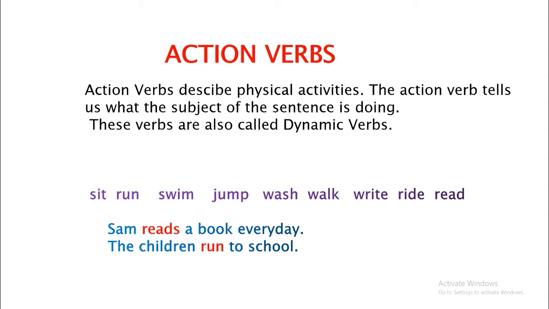Look at their sentences. Sam reads a book every day. The children run to school. You can see the verbs are highlighted. So these verbs show a physical activity. The verb reads shows what Sam is doing. Sam is the subject in the sentence. The children run to school. Run is the verb. The children is the subject. The verb run shows what the children are doing. So the verbs which describe an action are called action verbs.